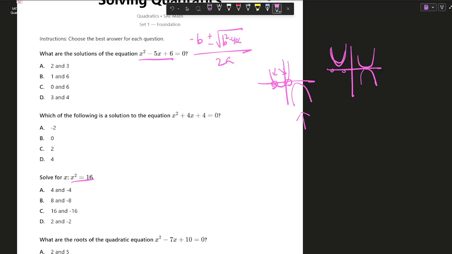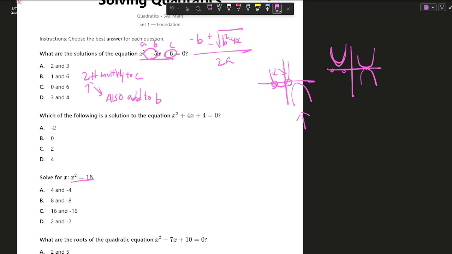To factor, so we have a, b, and c, right? You're going to find two numbers that multiply to c. But these two numbers must also add to b. So you gotta keep in mind the minus sign. So you have to multiply to positive 6 and add to minus 5.